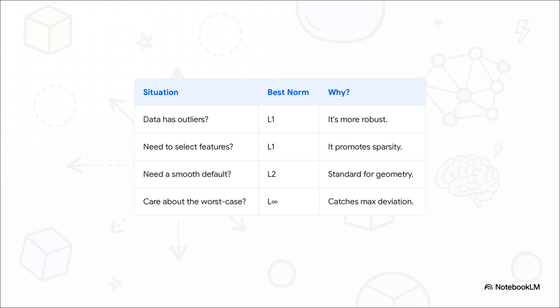If you've got data with a bunch of weird outliers, L1 is usually your friend. It's more robust because it doesn't square those big errors and make them even bigger. What if you need to pick out just the most important features from a ton of options? Again, L1 is your go-to. It promotes that sparsity we talked about, zeroing out the stuff that doesn't matter. But if you just need a solid, all-around, smooth default choice, L2 is king. It's the standard for a reason. And finally, if your whole mission is to worry about the absolute worst-case scenario, the single biggest mistake, well, L infinity was basically built for that.